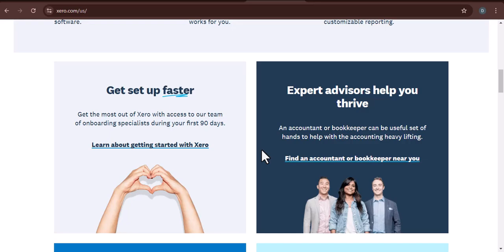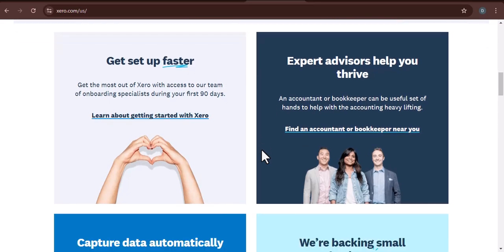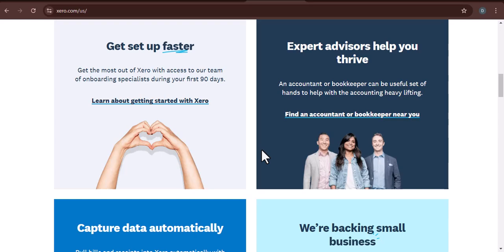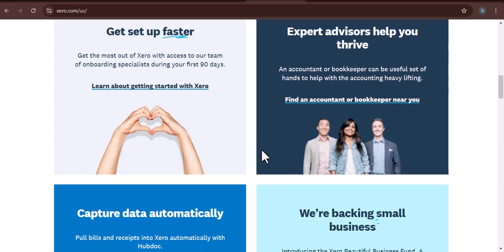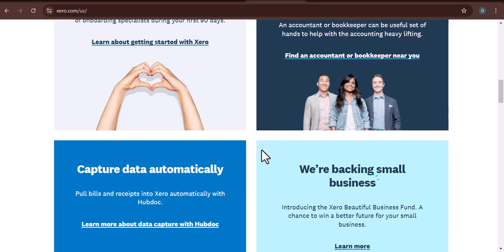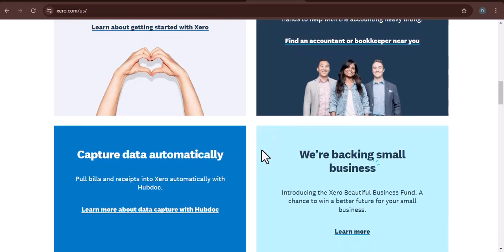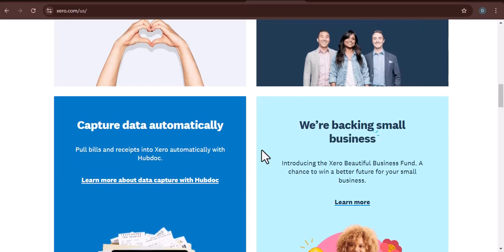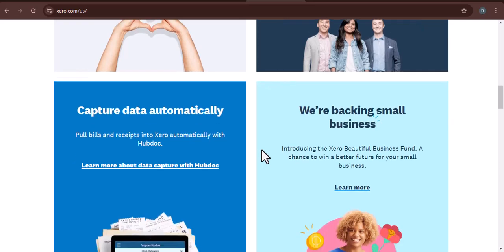1. Bank feeds. This is your bread and butter. Xero seamlessly connects with your bank accounts. You'll see your transactions automatically imported into Xero, saving you tons of time on manual entry. While not a direct transfer feature, it gives you a clear picture of your cash flow within Xero.